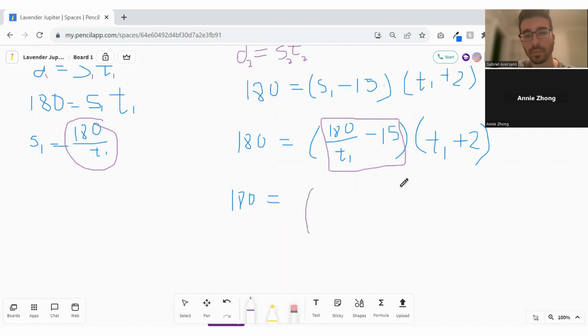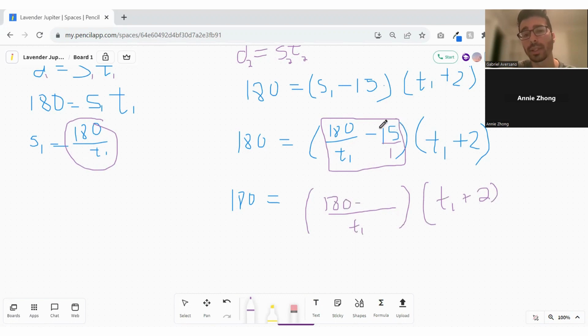The common denominator in this case will be t1. You can think of the 15 as having a denominator of 1. So the common denominator between 180 over t1 and 15 over 1 is t1. We want to get both of them over t1. The 180 is already over t1, so you can leave it by itself.